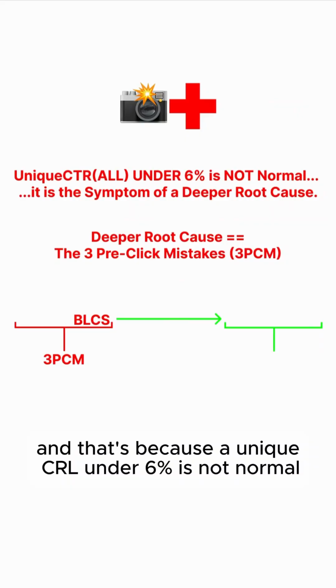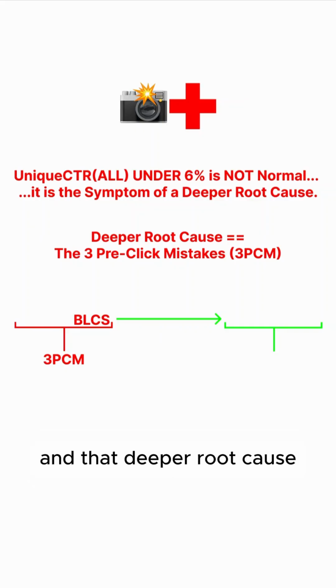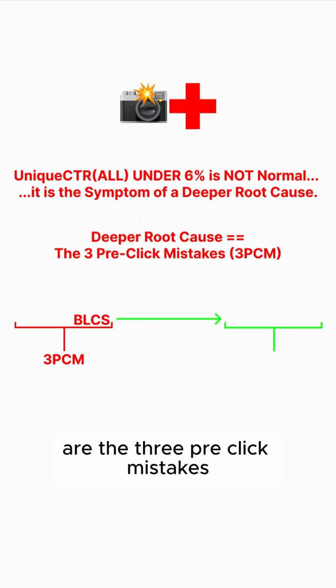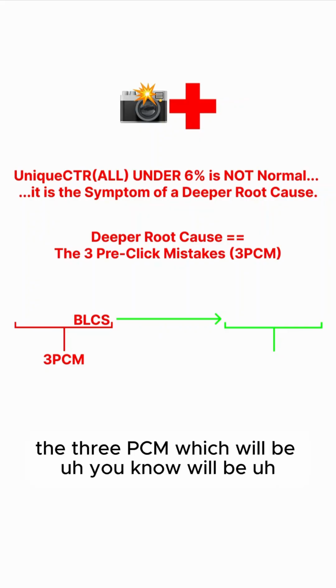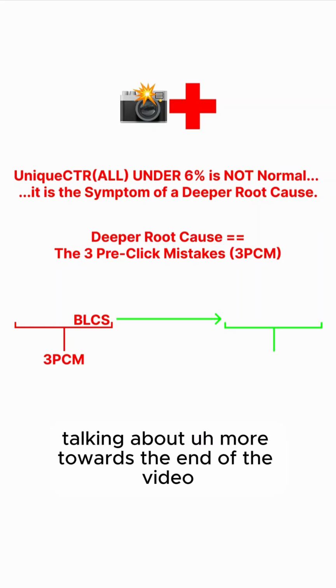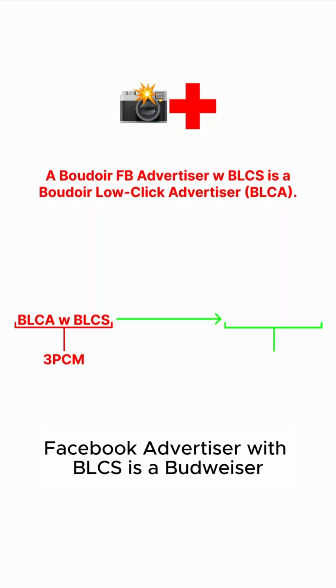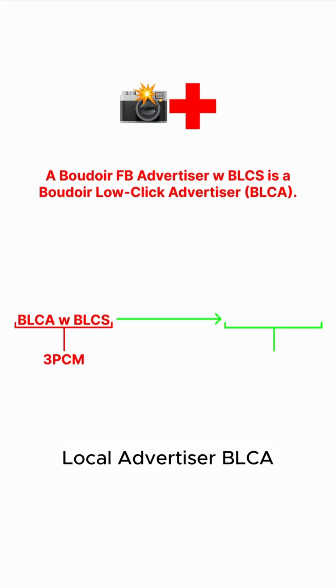That's because a unique CTR under 6% is not normal. It's actually the symptom of a deeper root cause. That deeper root cause is the 3 pre-click mistakes, the 3 PCM, which we'll be talking about more towards the end of the video. We also know that a Boudoir Facebook advertiser with BLCS is a Boudoir low click advertiser, a BLCA.